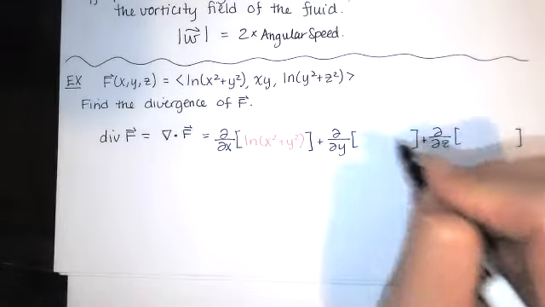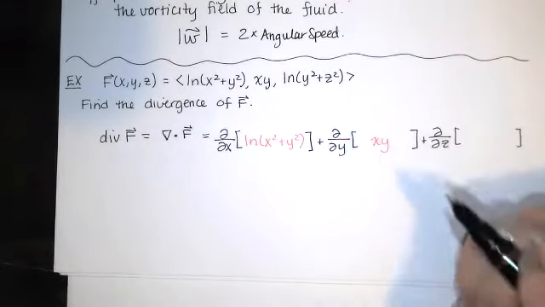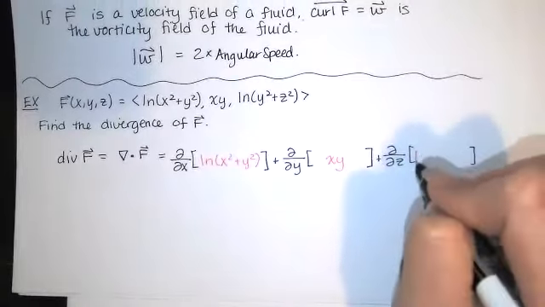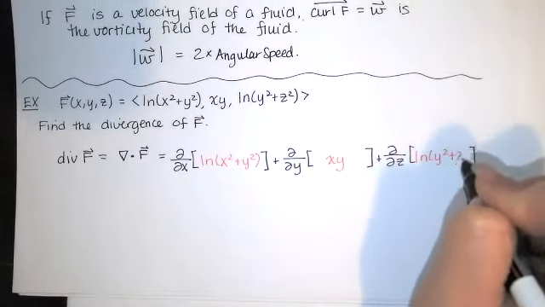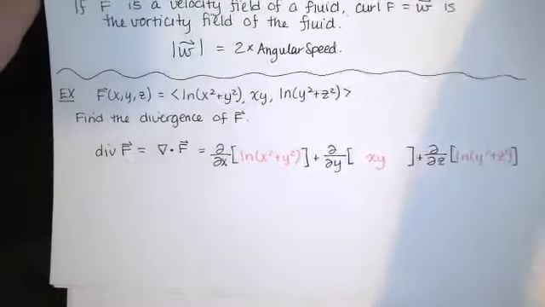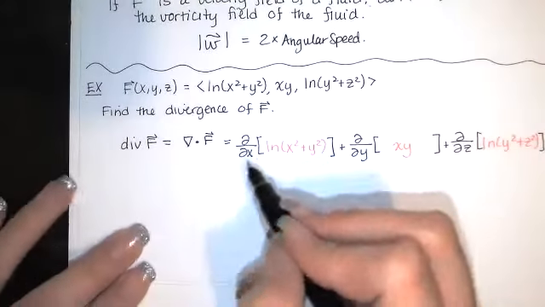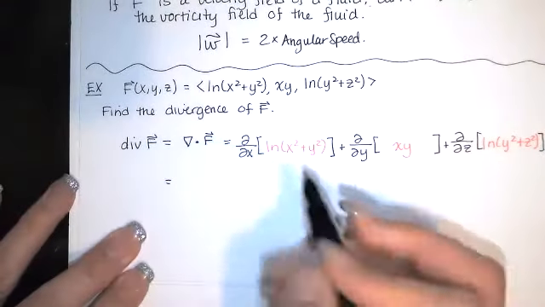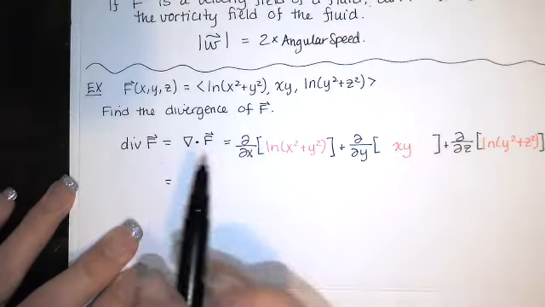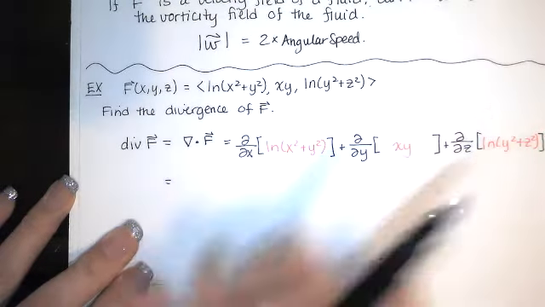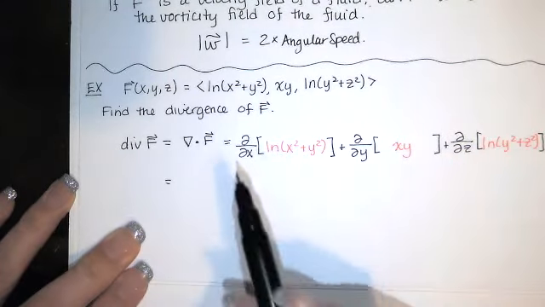My x component was natural log of x squared plus y squared. My y component was that, and my z component is this. So now I'm going to take the partial with respect to x of this guy. And we're just adding these. Divergence yields a scalar function of x, y, and z.